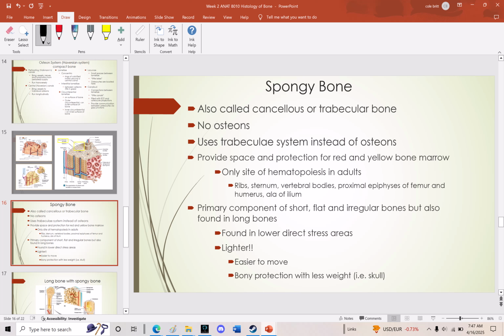But the balance between the compact bone and the spongy bone, that's what allows for the lighter weight and the easier mobility. So it's easier for us to move, but it still provides some protection, right? So it provides some protection with less weight. A lot of the bones in our skull are like that. We have lots of spongy bone inside of our skull, and it allows our skull to be a little bit lighter while still also providing support and protection for our brain.